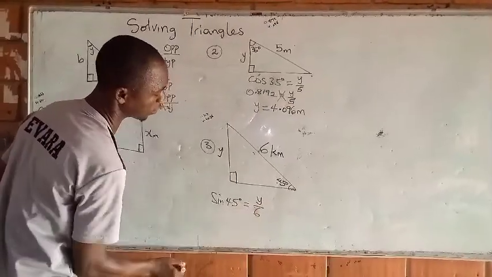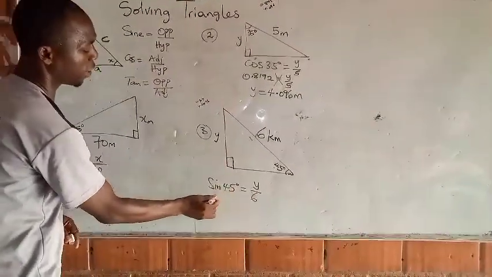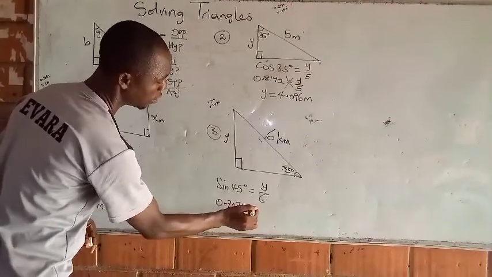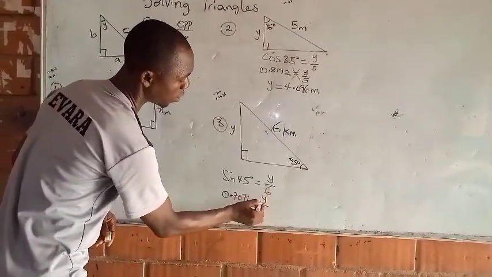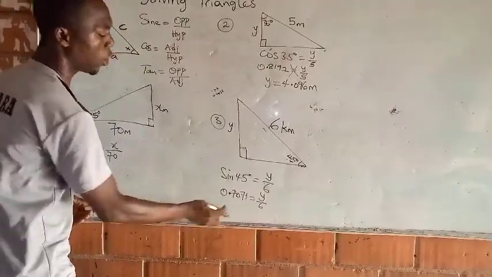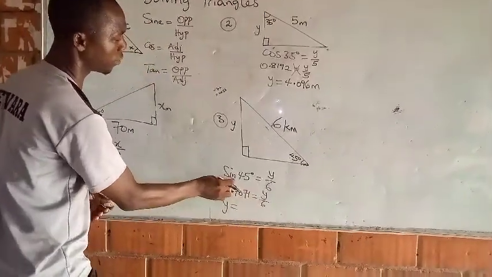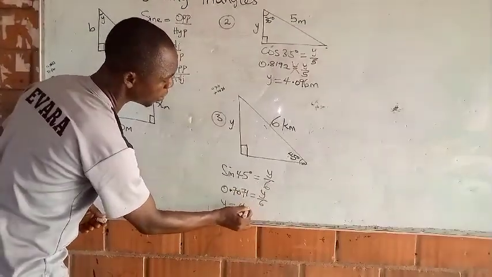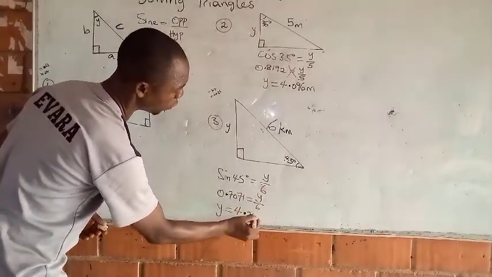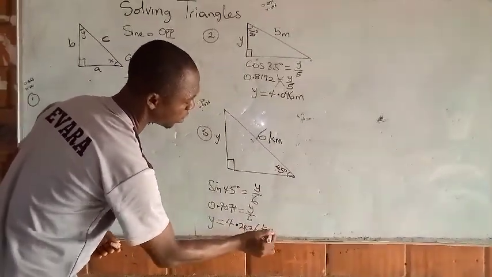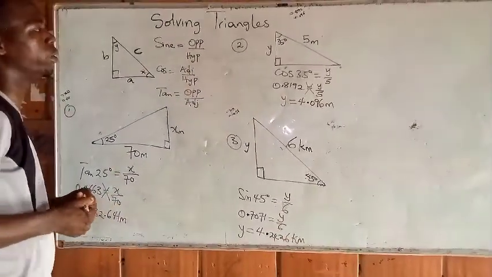hypotenuse, that is 6. Sine of 45 is 0.7071 equals y over 6. So here when we cross multiply, my y, 6 will multiply this. It will be 4.2426. Remember, this side is in kilometers, so this is also in kilometers.